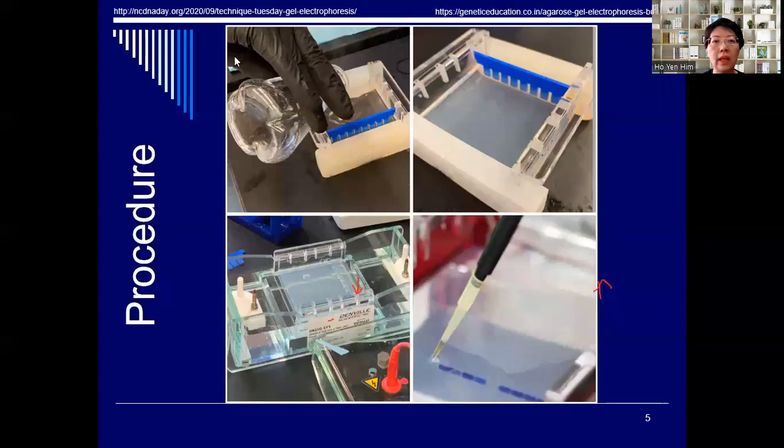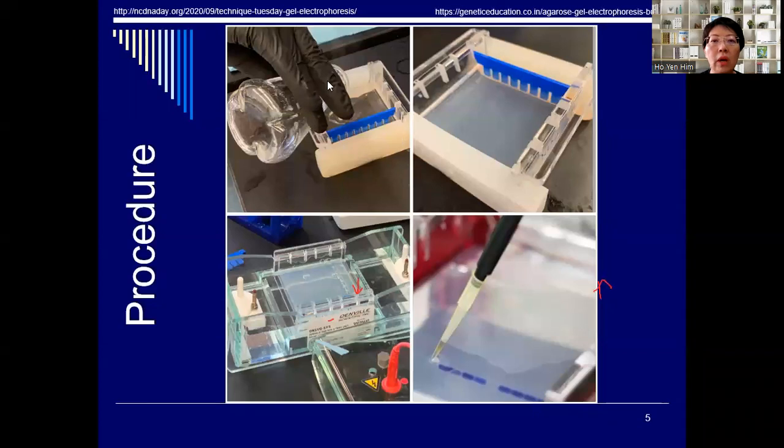So this is to look at the procedure to set up the apparatus to run gel electrophoresis. Firstly, we need to prepare the gel. Preparing the gel is similar to making agar, if you have done that at home. You take the powder for the gel, add it with water, boil it, and then cool it down to 65 degrees Celsius. After that, you pour it into a mold.